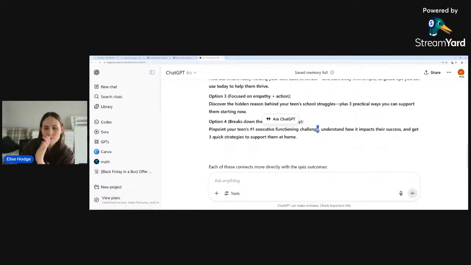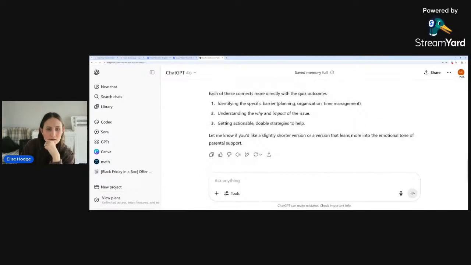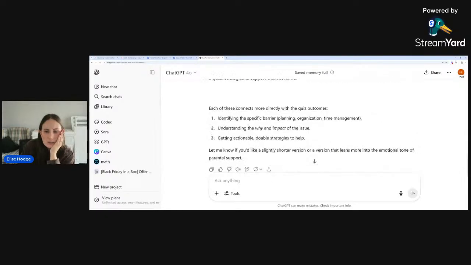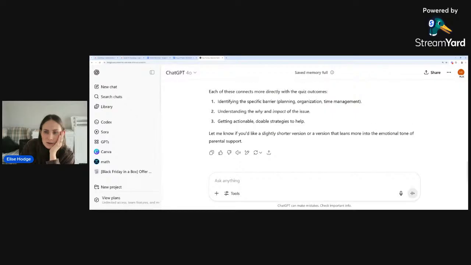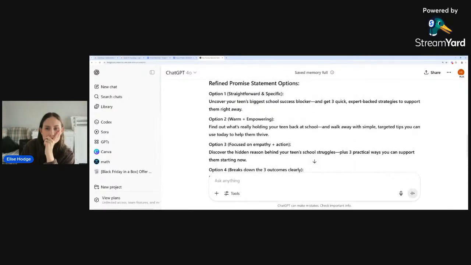I don't like that because I don't think that's something that they're saying. Identify the specific barrier. Understand why and the impact of the issue. Getting actionable, doable strategies. I don't like that because that's just probably not language they would use. I like this: expert-backed strategies to support them. That feels like it kind of sets your offer apart.